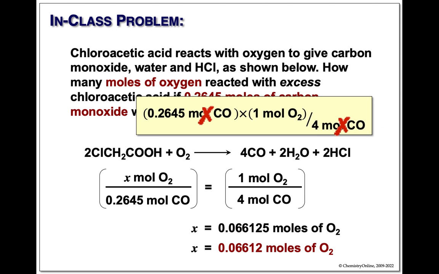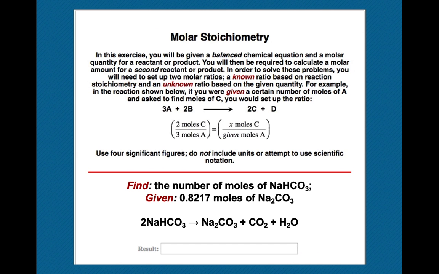Any questions? All right, well, there's a tutorial called molar stoichiometry. Here's what we've been doing, our known ratio, our unknown ratio, again with the given in the denominators. You are told to find the number of moles of sodium hydrogen carbonate. We are given sodium carbonate, so we're linking this guy, the reactant, and the product.